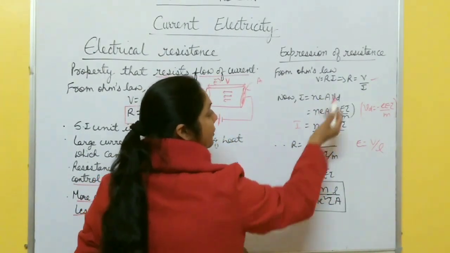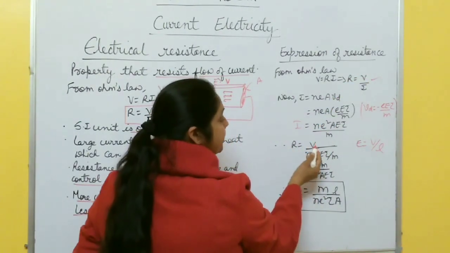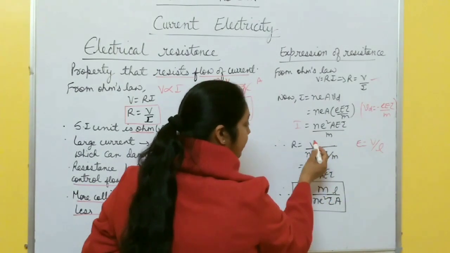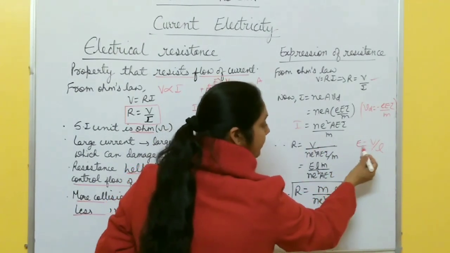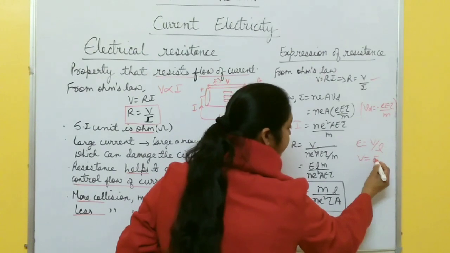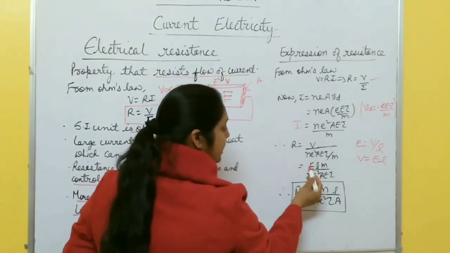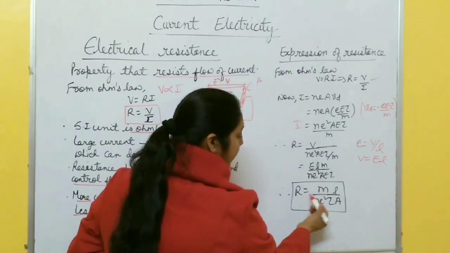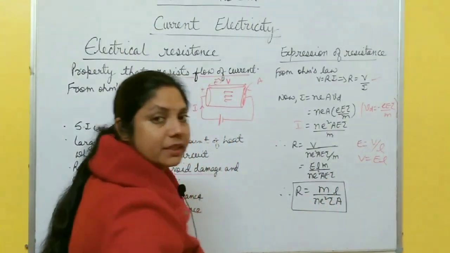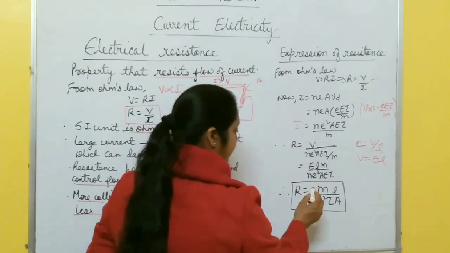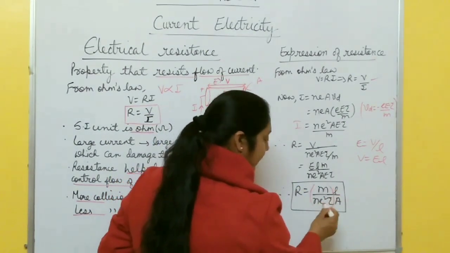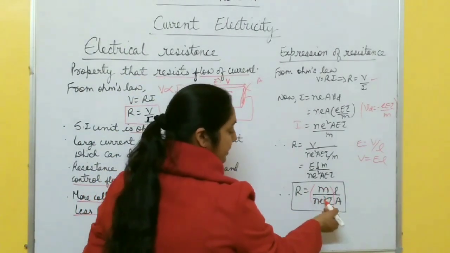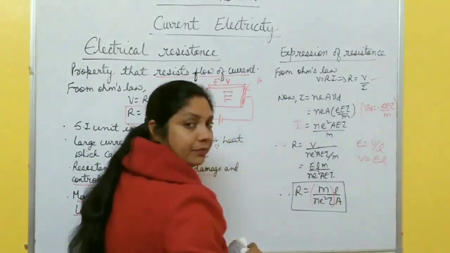Now you put this value of I in R. R becomes V by I, where I is n e squared A E τ by m, and in place of V you put E into L. Taking m into the numerator, R equals m L by n e squared A τ. This is the expression for resistance: m by n e squared τ times L by A. It means resistance depends on m by n e squared τ and L by A.